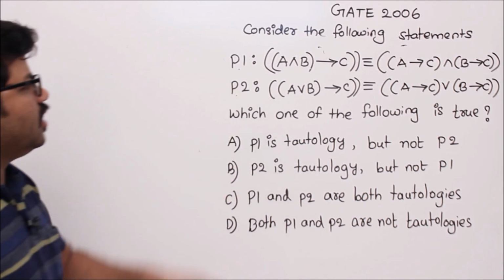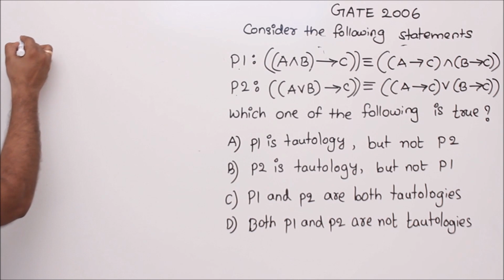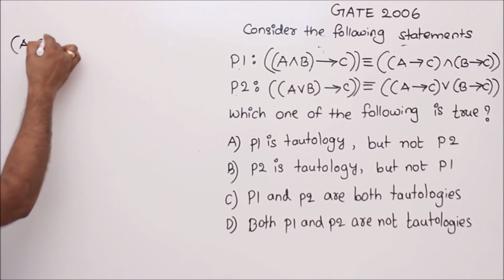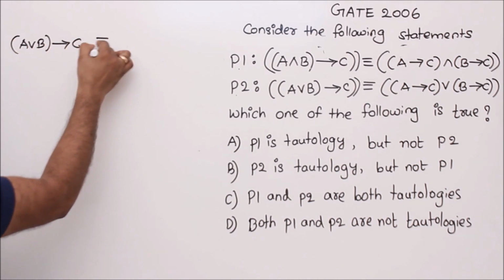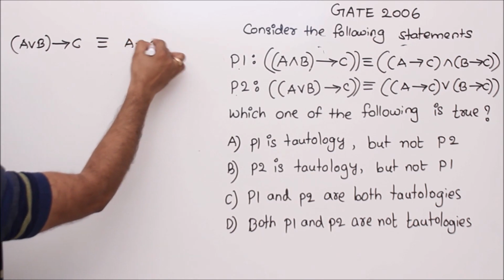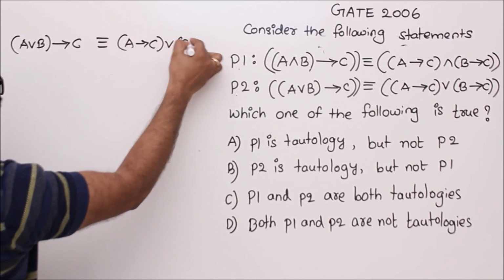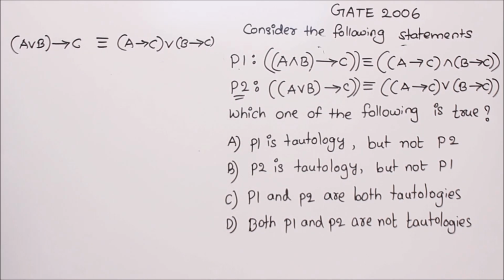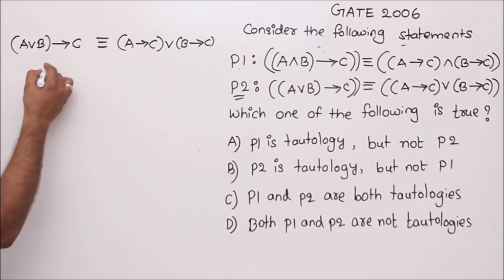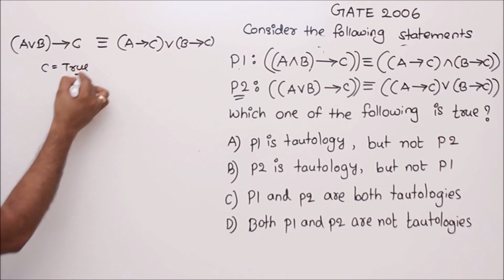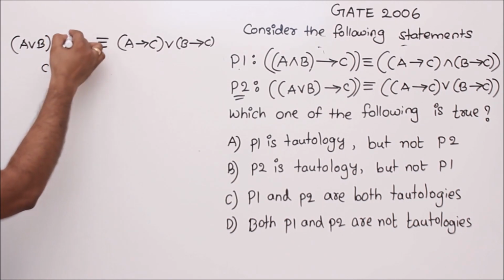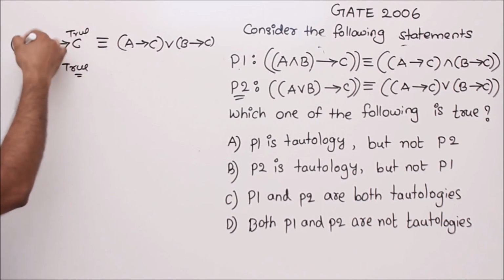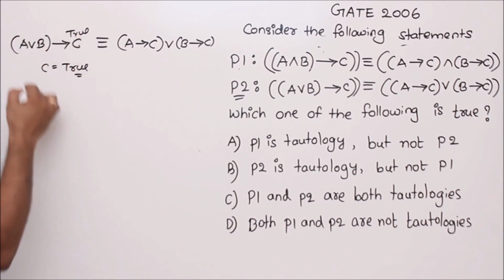The second expression is P2, which is nothing but A or B implies C. Is it equivalent to A implies C or B implies C? If they are equivalent, then the corresponding formula will be a tautology. So simple, isn't it? Now we'll use the same technique. Let's take C value true. When C value is true, then what happens? You know that, right? Automatically, irrespective of A or B, this overall formula is true.